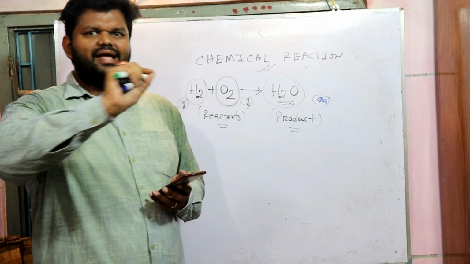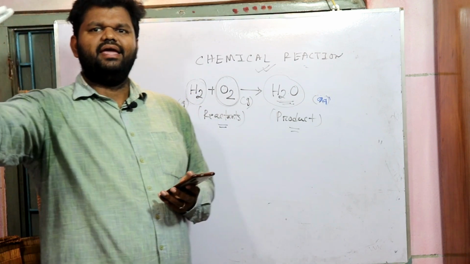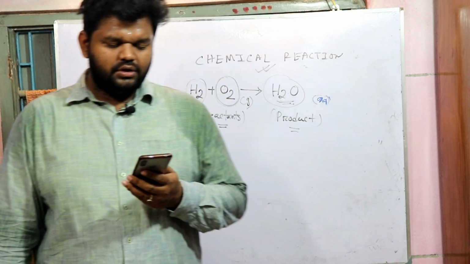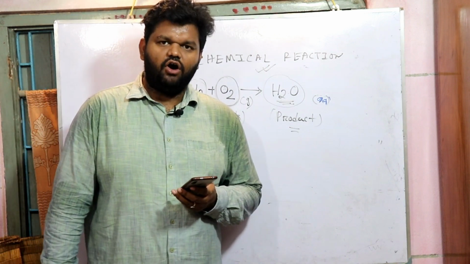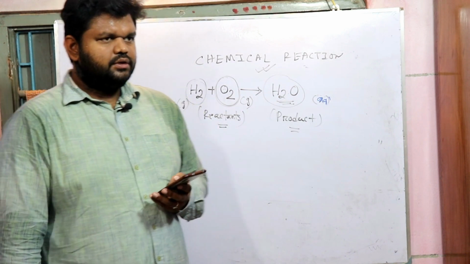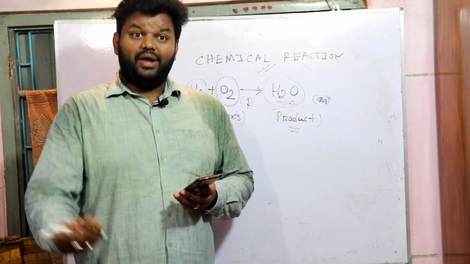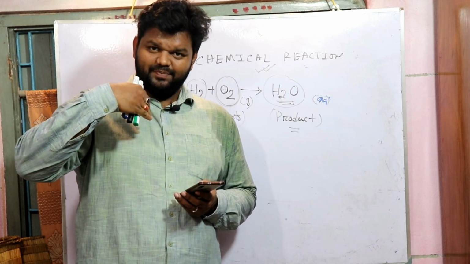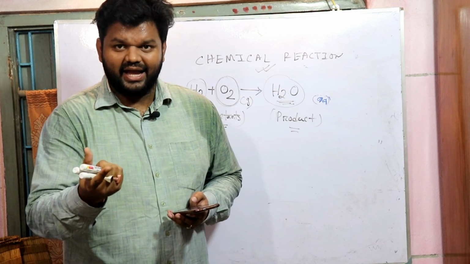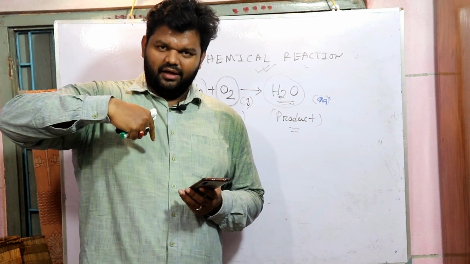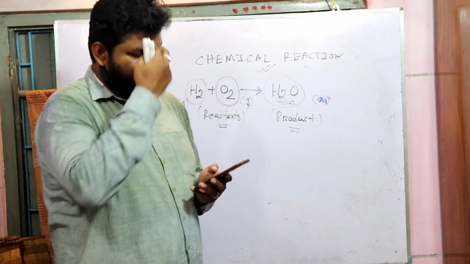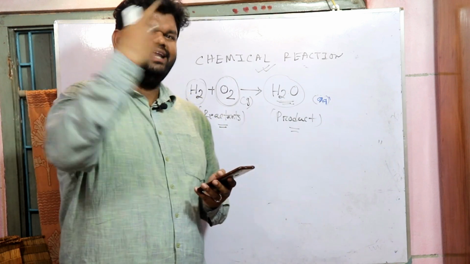Now write some examples of chemical reactions which we can see in our daily life. Number 1, digestion of food. Number 2, respiration. That means we are taking oxygen for our respiration process, and we exhale carbon dioxide. That means oxygen reacts in our body and produces carbon dioxide, which we exhale. So inhaling oxygen and exhaling carbon dioxide.